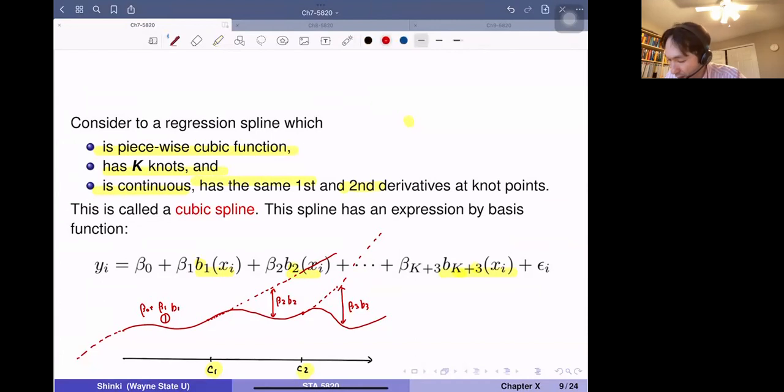So we cannot have a discontinuity at C1 or C2, and at C1 it should be smooth. And even if we differentiate this function once, it should still be smooth. So that is the requirement for a cubic spline. Basically, we connect the cubic curves very naturally to make the overall pattern. That is the cubic spline.